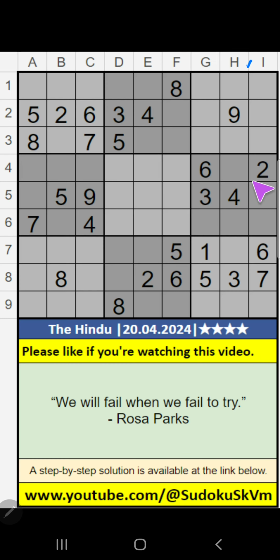Column H, we have 4 and 9. So 4 and 9 can't come in these cells. It will come in any one of these cells. We will confirm later.